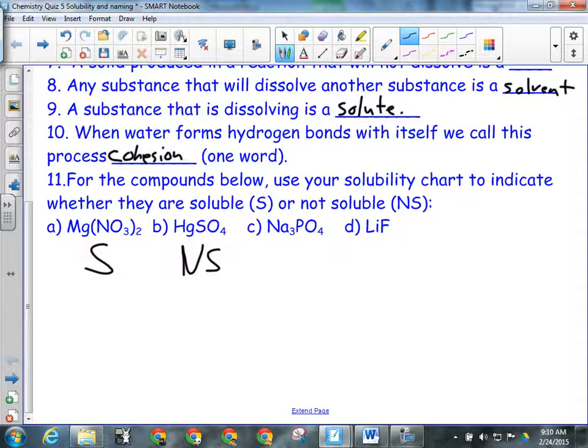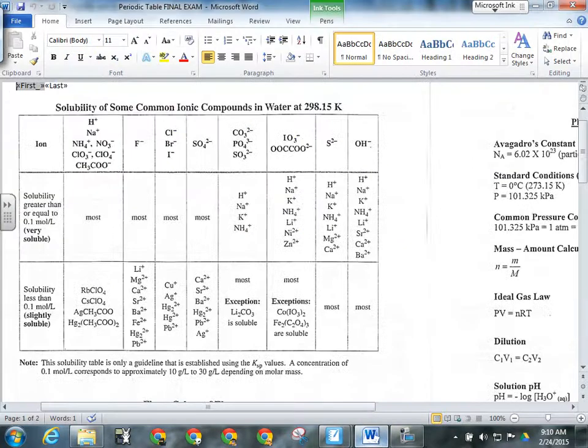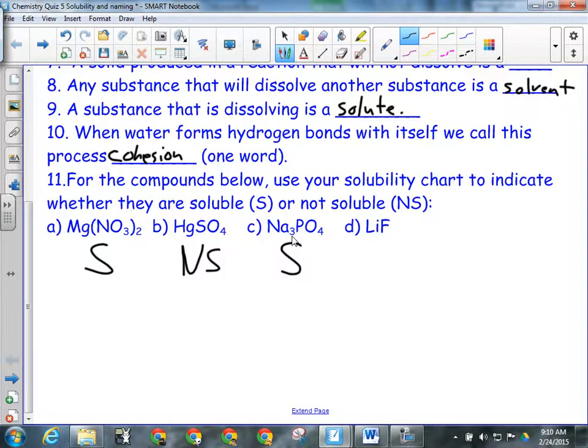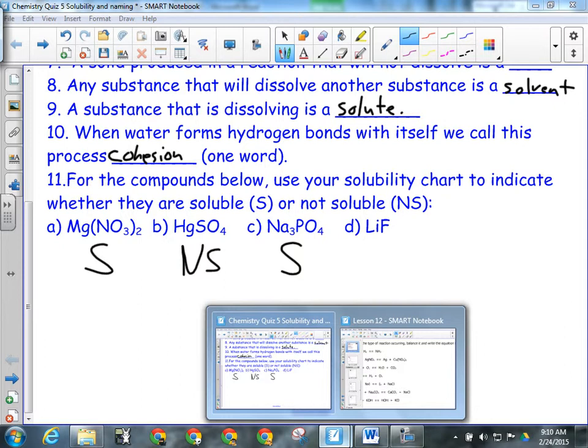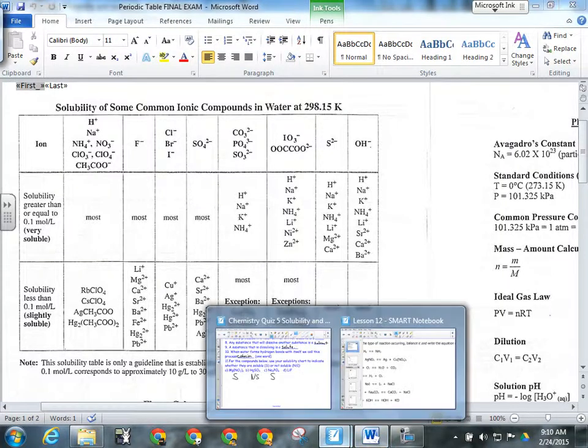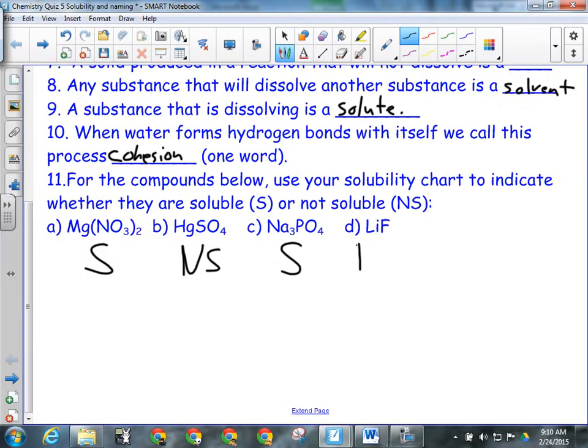Okay, we got sodium phosphate as our next one here. So we look up phosphate. It's right here. Says it is soluble with sodium. Okay, so that one is soluble. Okay, and lithium fluoride. So we look up fluorides right here, soluble with most things, but lithium is the first thing listed in the not soluble row. So this one is not soluble.